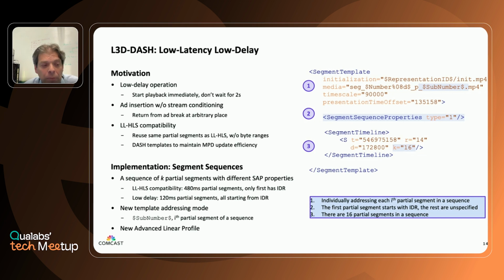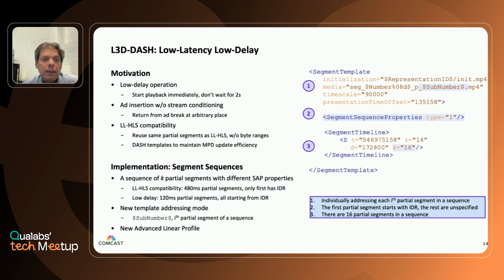What is low delay? Normally, in any digital video system, you need to wait till the beginning of the GOP or till the IDR. So if we're using a 2-second segment and a 2-second GOP, we have to wait till its beginning, which is in the worst case 2 seconds. We want to try starting playback immediately.